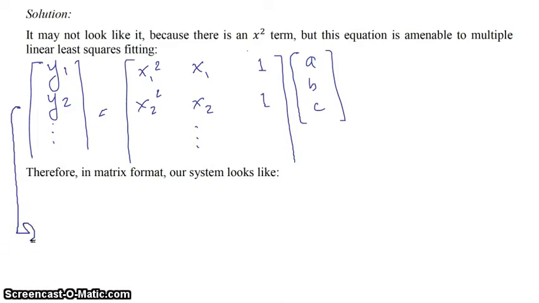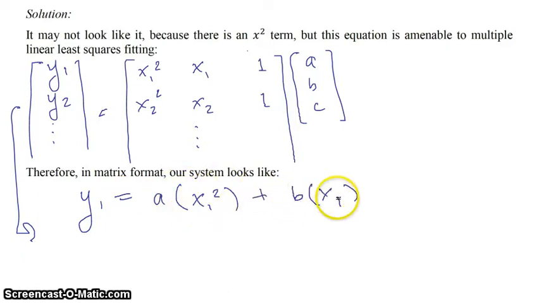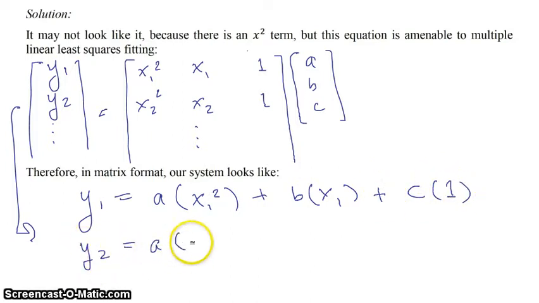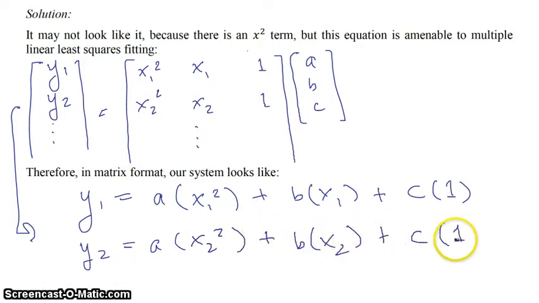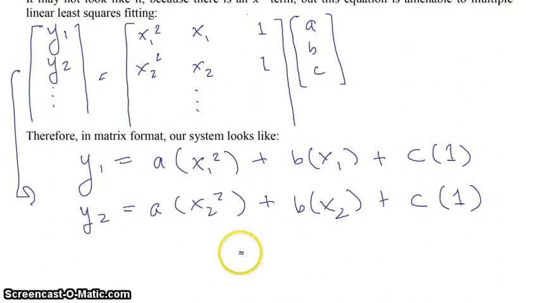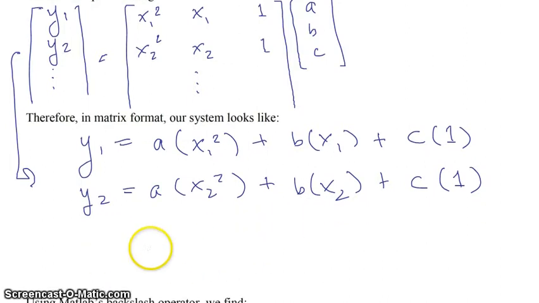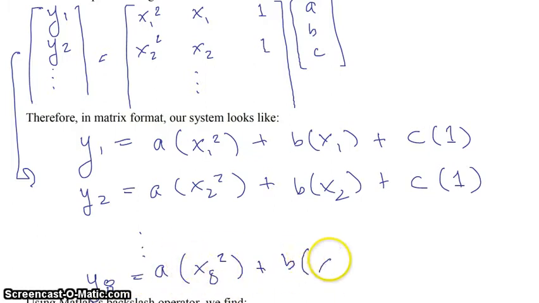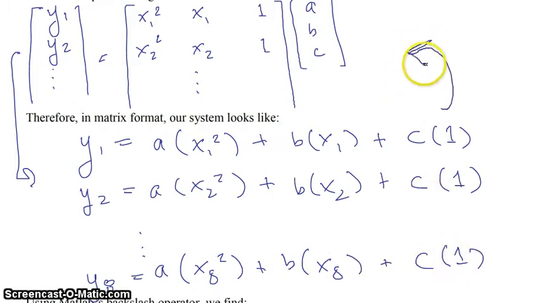And what was supposed to be up there was me actually writing out the equation that I was going to do. y1 equals a times x1 squared plus b times x1 plus c times 1. y2 is equal to a times x2 squared plus b times x2 plus c times 1. So you can see where this matrix gets built up in here, right? In this case, we have dot, dot, dot, y8 equals, because there are 8 data points, a times x8 squared plus b times x8 plus c, again, times 1. And so that's where the matrix comes from, right? And that was supposed to be up here, right?